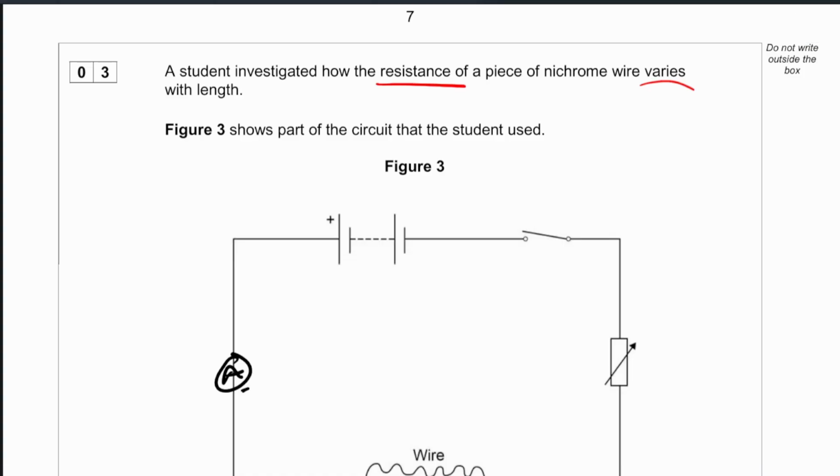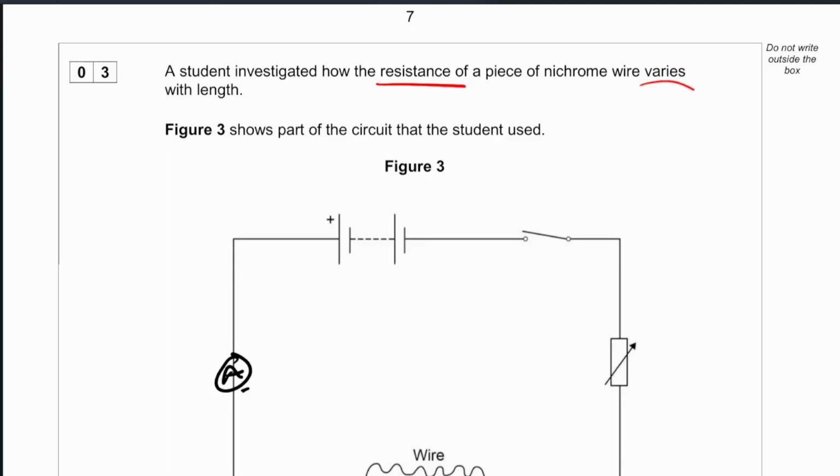Now we want to give lots of detail. How do you measure the length? You could say you could use a ruler, you could use calipers, something like that. Then you want to vary the length. How are you going to vary the length? Well, you're going to measure it to different lengths and then cut the wire at those appropriate lengths.